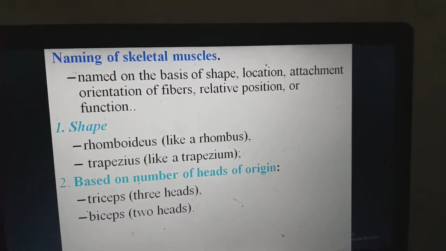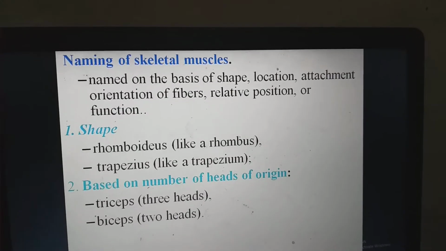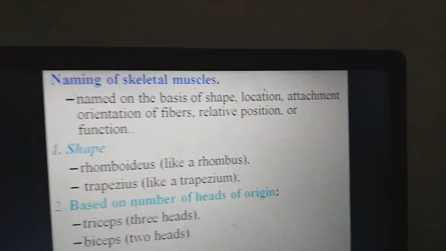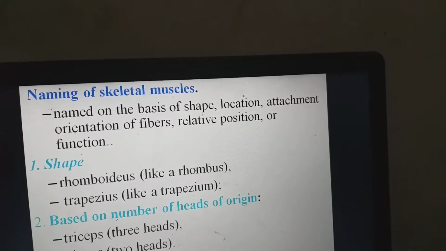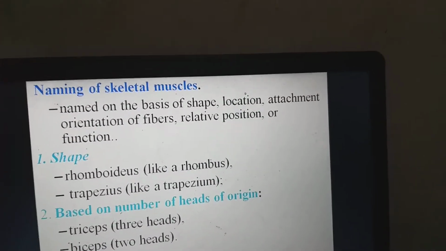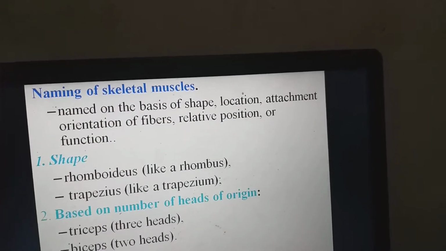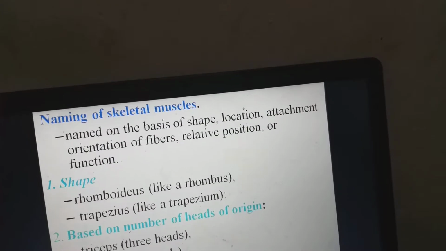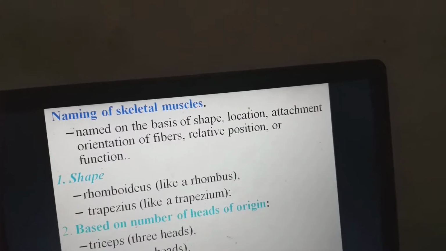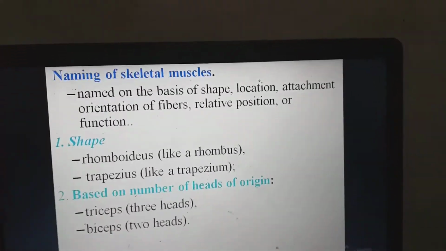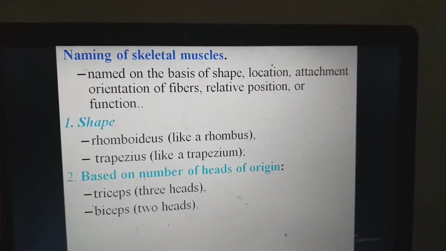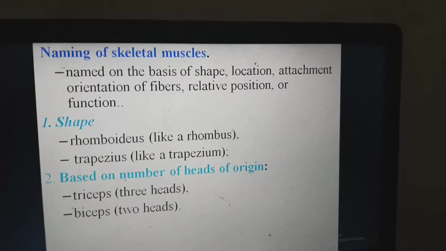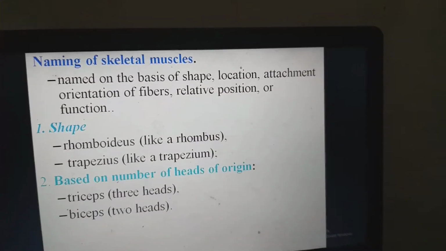Good. How can we give a name to a muscle? Naming of skeletal muscle is based on different criteria, like shape, location, attachment, orientation of the fibers, relative position, or function. The first one is shape. For example, the rhomboid muscle has a rhombus shape. Then the trapezius has a trapezoid shape. Based on the number of heads, it can be two, three, or four. If it is three, triceps muscle, three heads; biceps muscle, two heads.